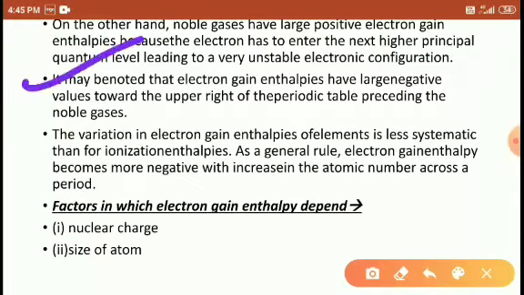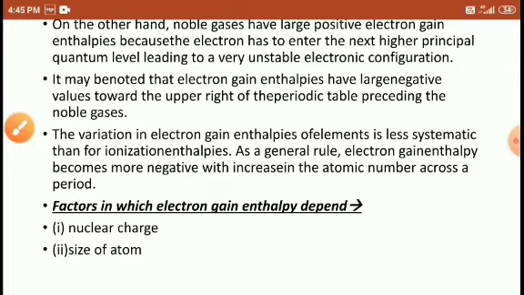It may be noted that the electron gain enthalpy has a larger negative value towards the upper right of the periodic table, preceding the noble gases. So the electron gain enthalpy has a larger negative value towards the upper right of the periodic table.